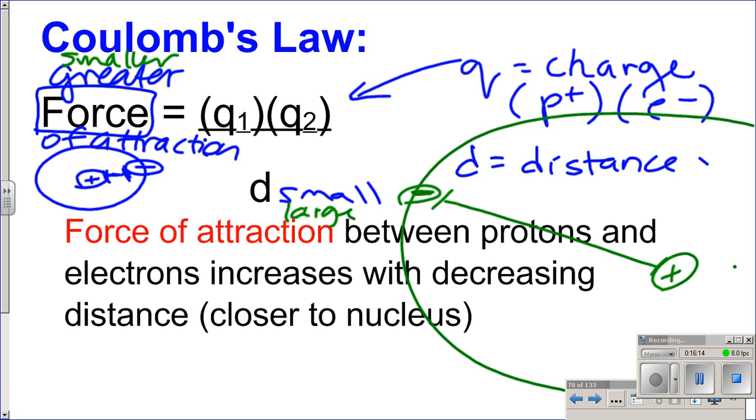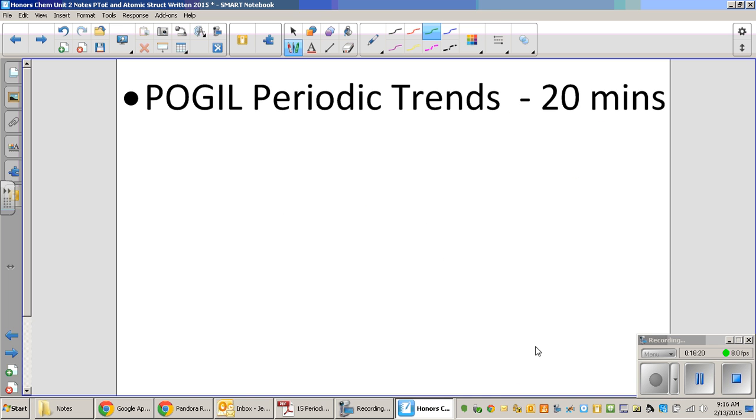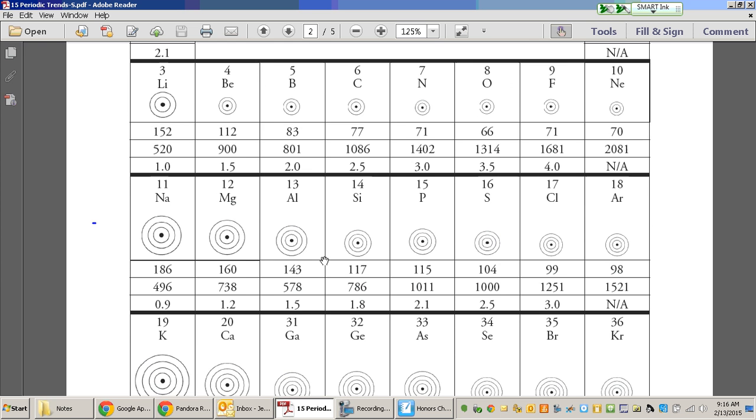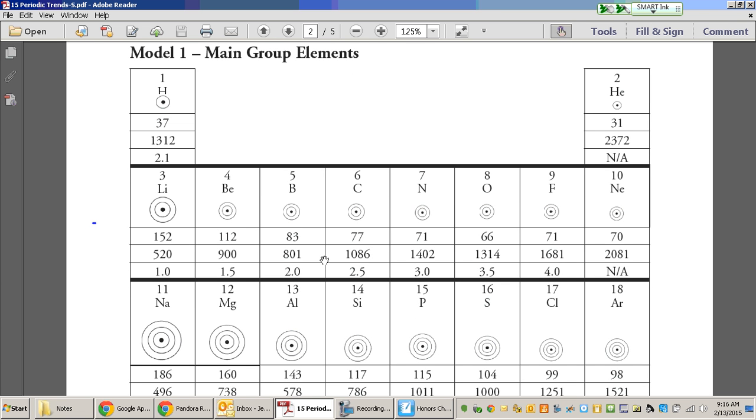I have the periodic table up on the board for you too, because it's hard to see. Okay? So about 20 minutes. And you can write on a separate sheet of paper for this. And if you need to come scroll up here, then you can come scroll up here.